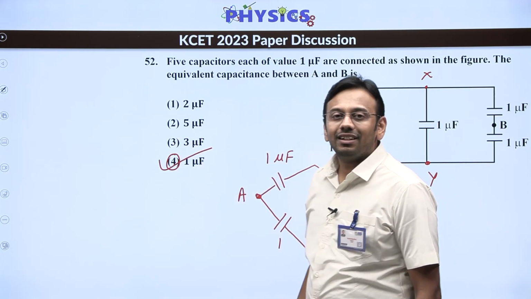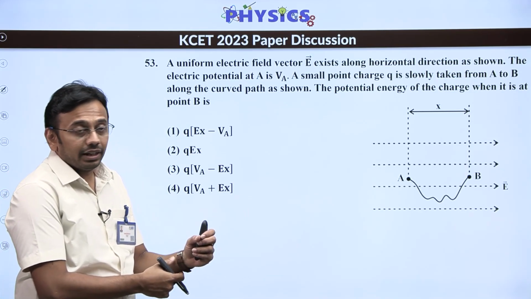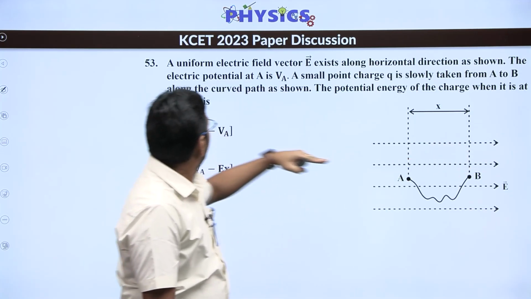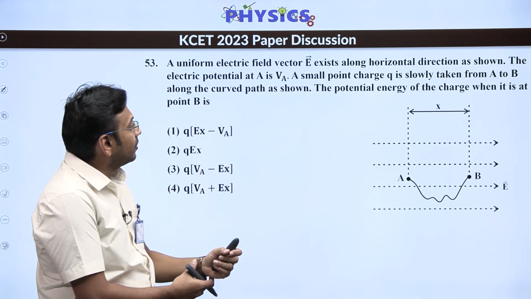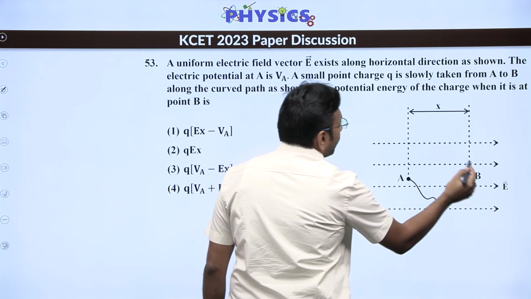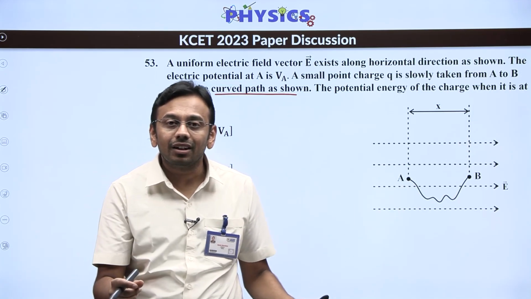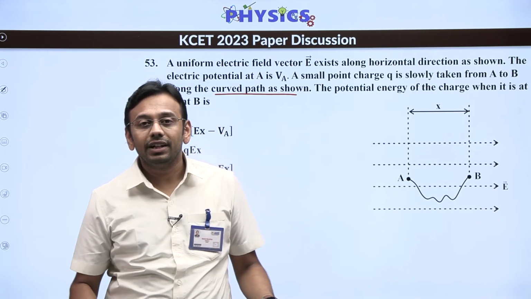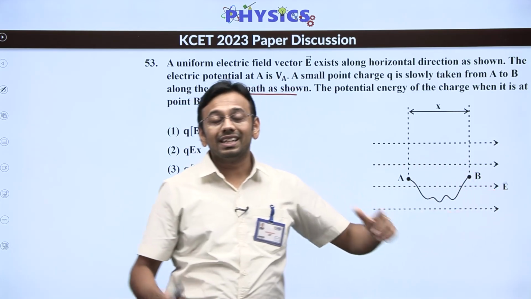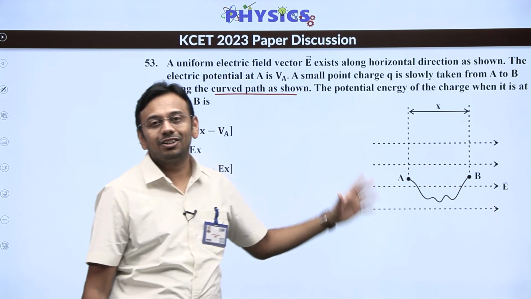Alright, let us take the next question. A uniform electric field vector E exists along the horizontal direction as shown. So, this is the direction. The electric potential at A is VA, a small point charge Q is slowly taken from A to B along this curved path. But will the curved path even matter? No. Electrostatic field has a conservative nature. The potential difference between 2 points is independent of the path. So, we do not have to bother about this curved path.